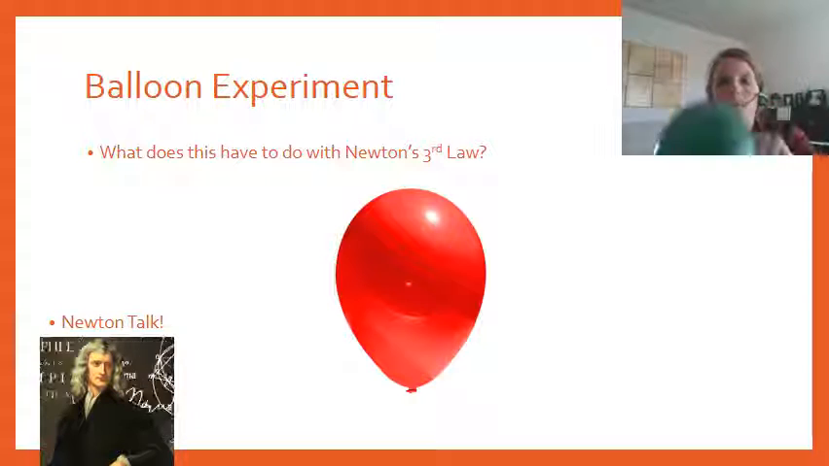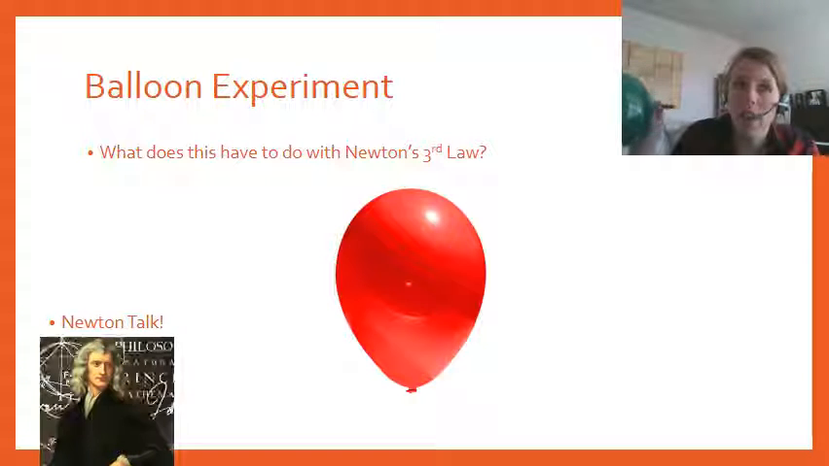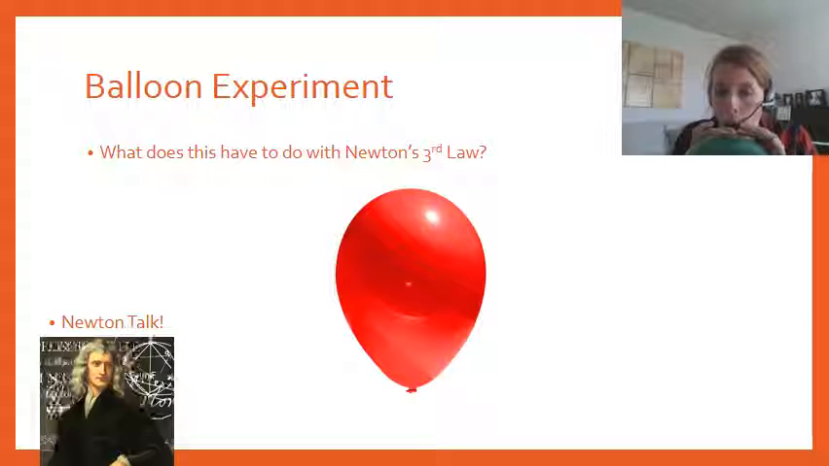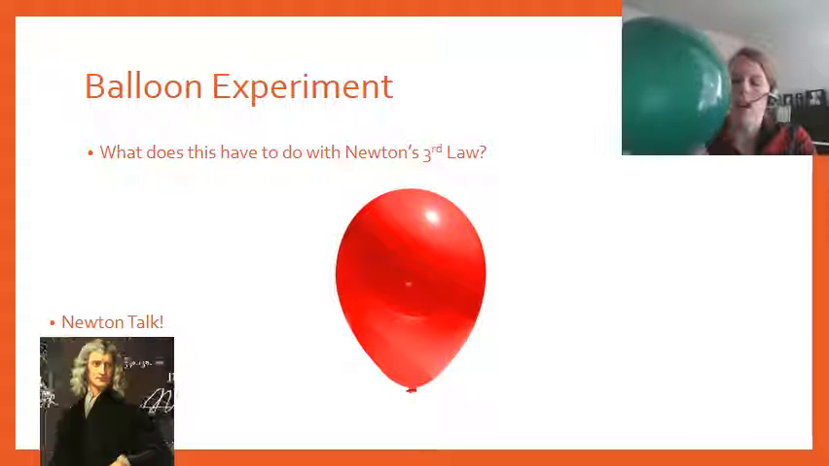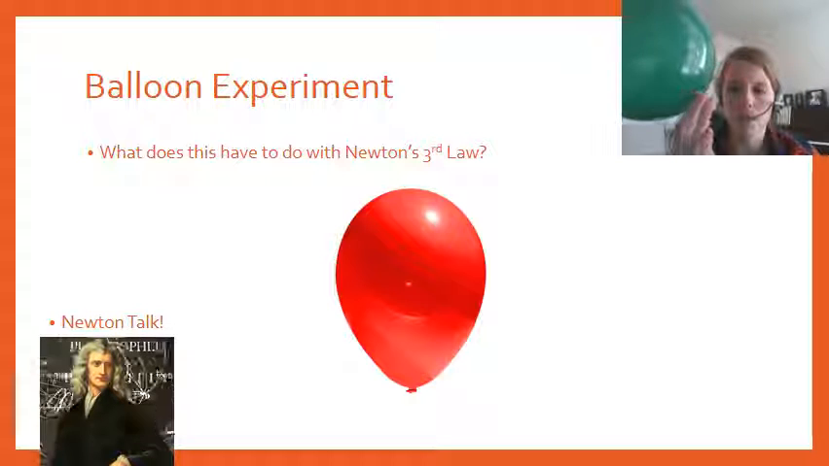Yeah, so let me finish blowing up this balloon and we'll see what happens. I'm not going to tie it off, I'm just going to let it go, and you guys already know what's going to happen, but okay, so here we go. There is going to be an action when I let go of this balloon, right?